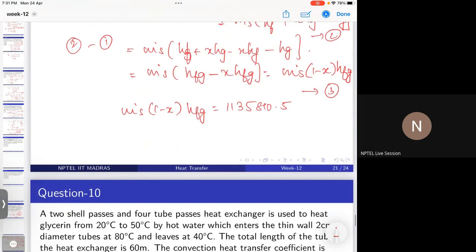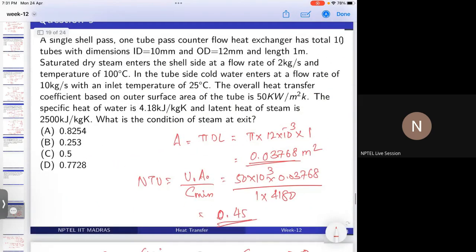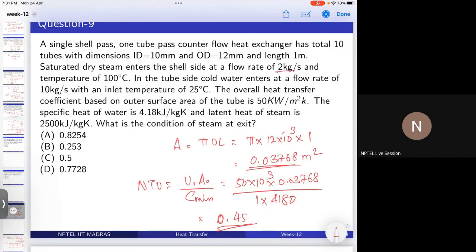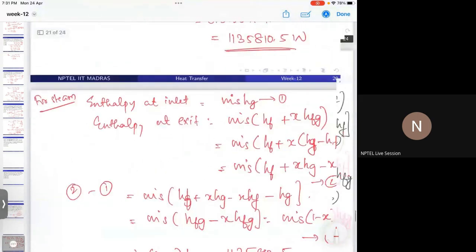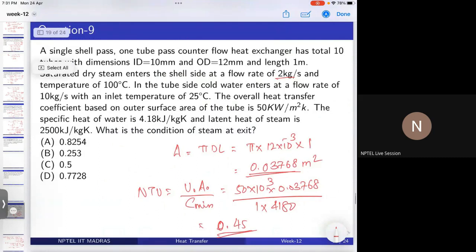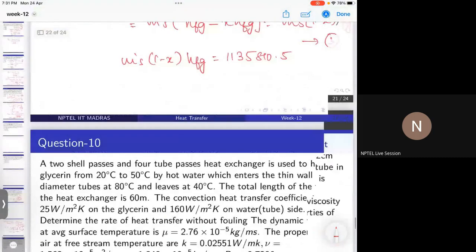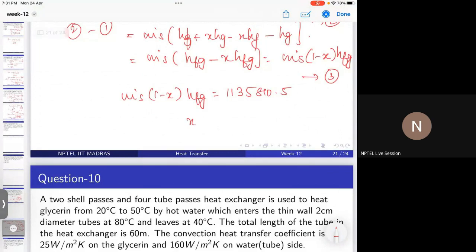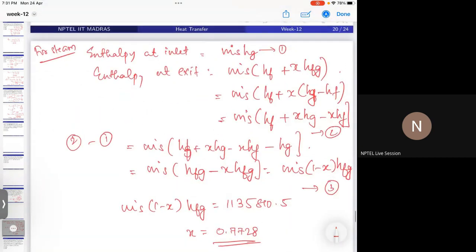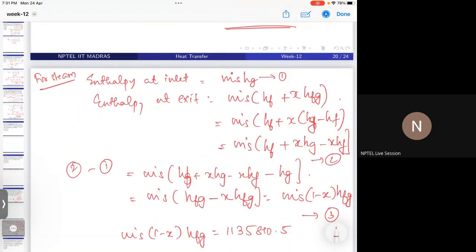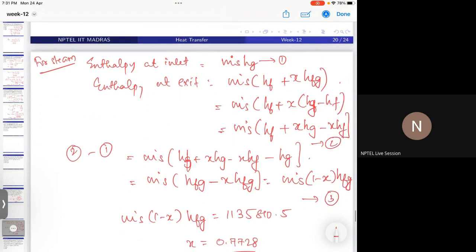1135810.5. So from this you can, because m dot s is given, right? The mass flow rate of steam is given as 2 kilogram per second, and hfg, that is the latent heat of steam, is 2500 kilojoule per kilogram. So if you calculate, you will get the exit quality as 0.7728, close to this. The only thing here is you just need to know the properties of steam, the exit enthalpy, how to calculate this.